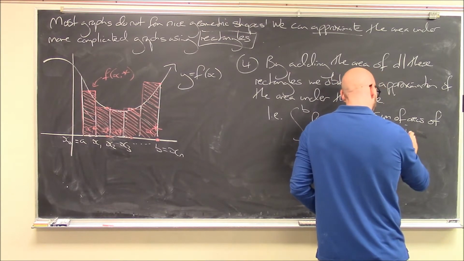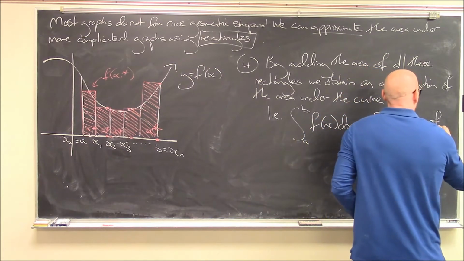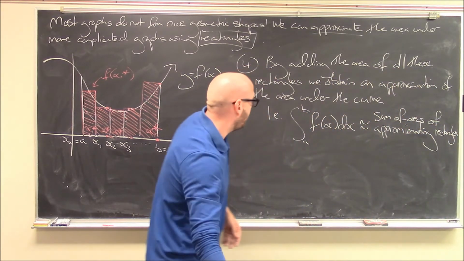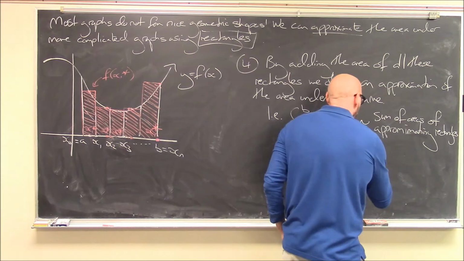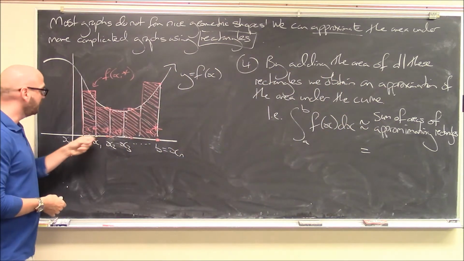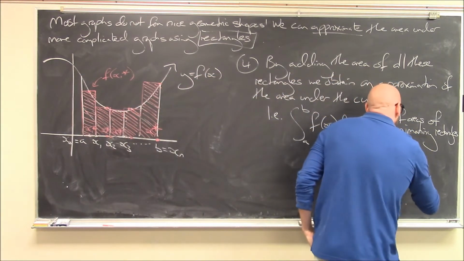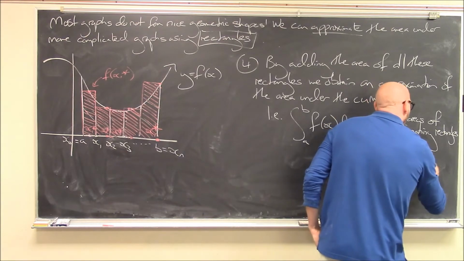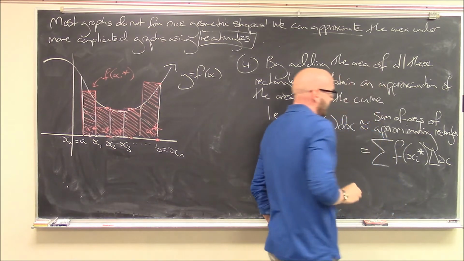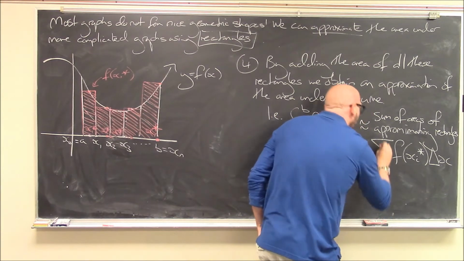And if I want to write this in a nice clean formula, I already know how to find the area of each rectangle. It's the height times the width. The height was f of x sub i star for the ith one, so f of x sub i star times delta x. And I'm going to go with summation notation here, so capital sigma with i ranging from 1 to n.